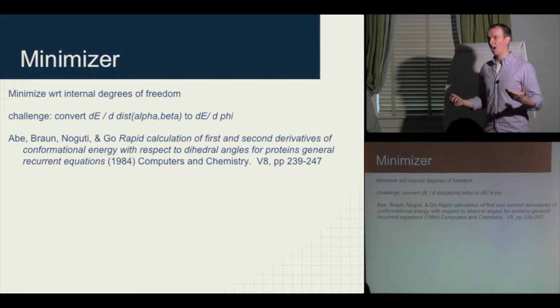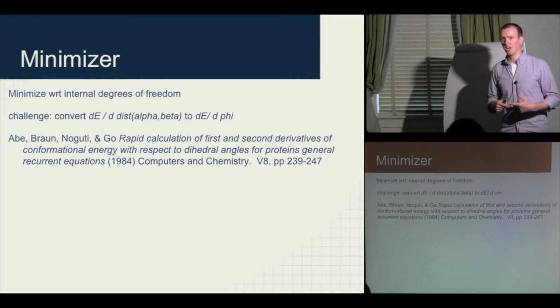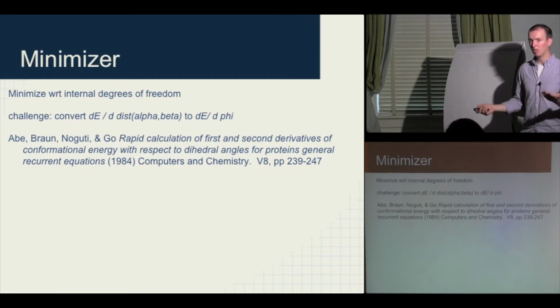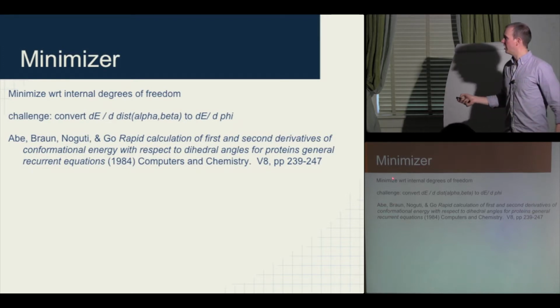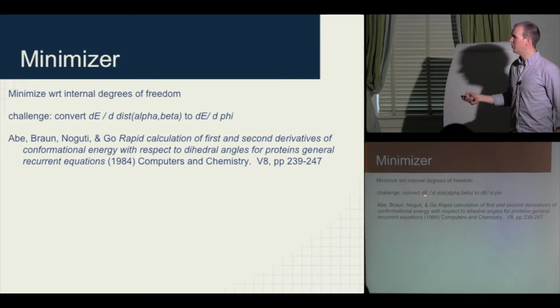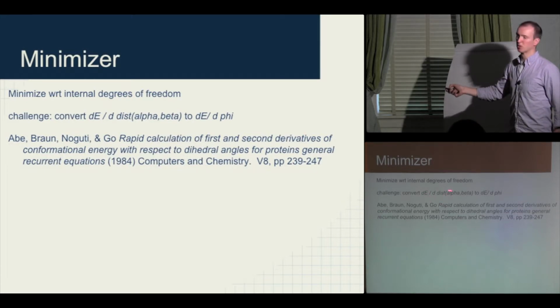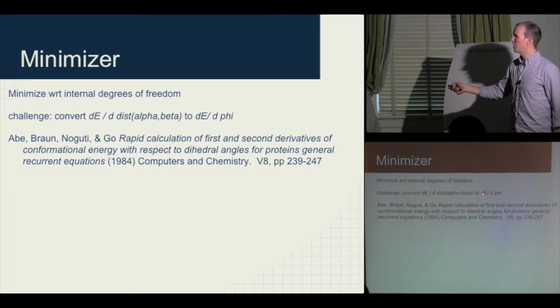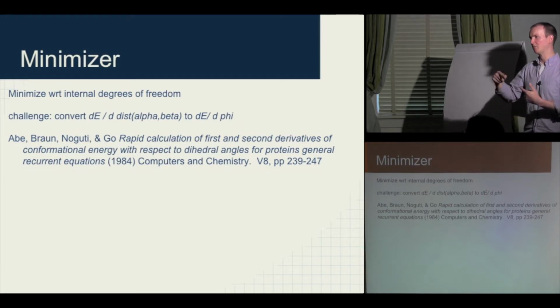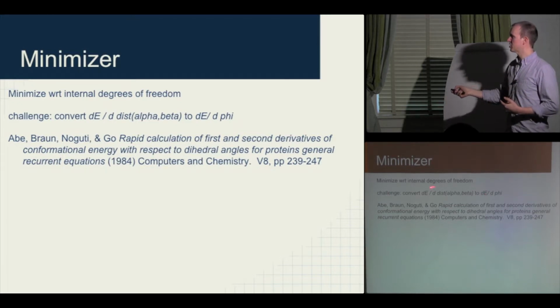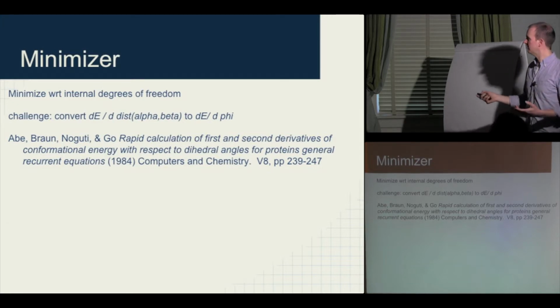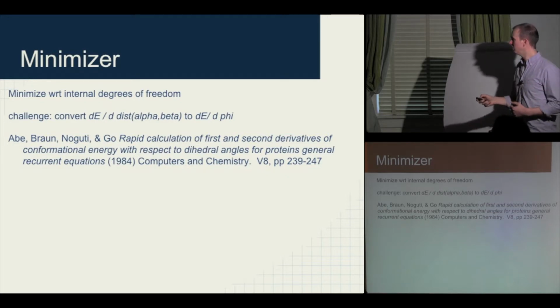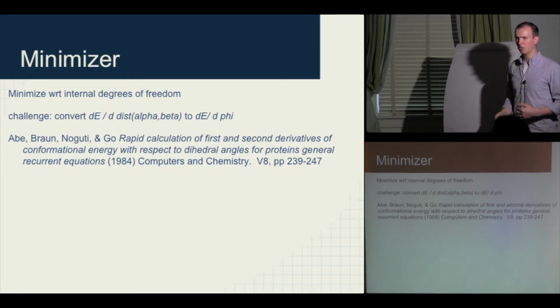So we work in idealized bond angles and distances, and primarily, we don't always do this, but we primarily do that. And then we have this challenge of converting the change in energy with respect to, say, the distance between two atoms, alpha and beta, into some change in energy due to this rotation about some dihedral phi. And this math is actually kind of tricky, and is solved very elegantly in this paper by Abe, Braun, Noguti, and Go. And I recommend you take a look at it.